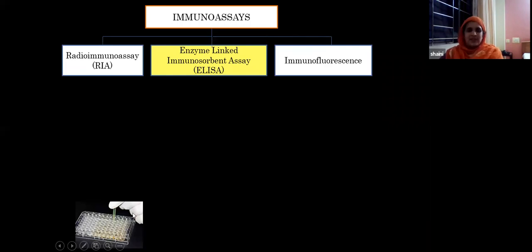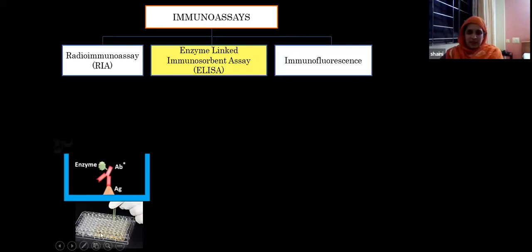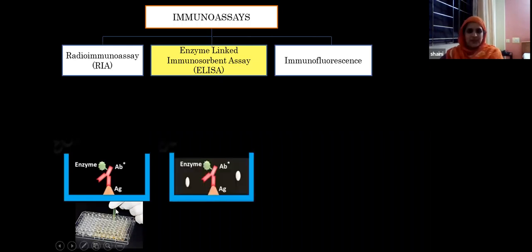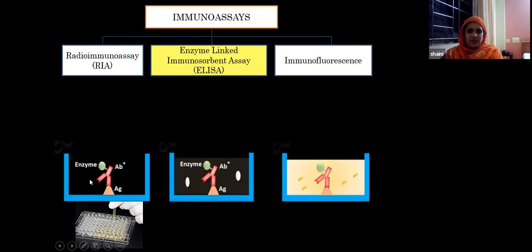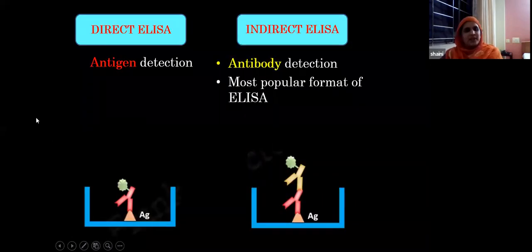ELISA test, they generally put the samples in microwells like this, and the microwell will have either an adsorbed antigen or antibody. If you're going to test for the antigen or antibody, the antigen-antibody reaction happens. The enzyme will give a color reaction when the whole reaction happens.